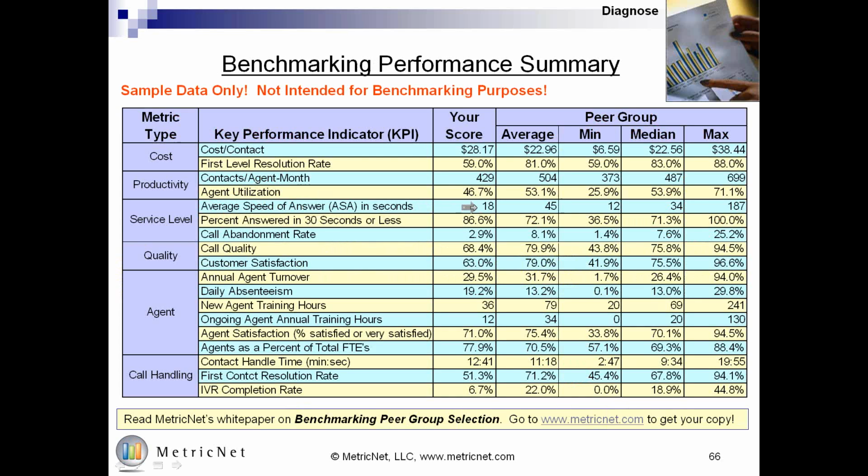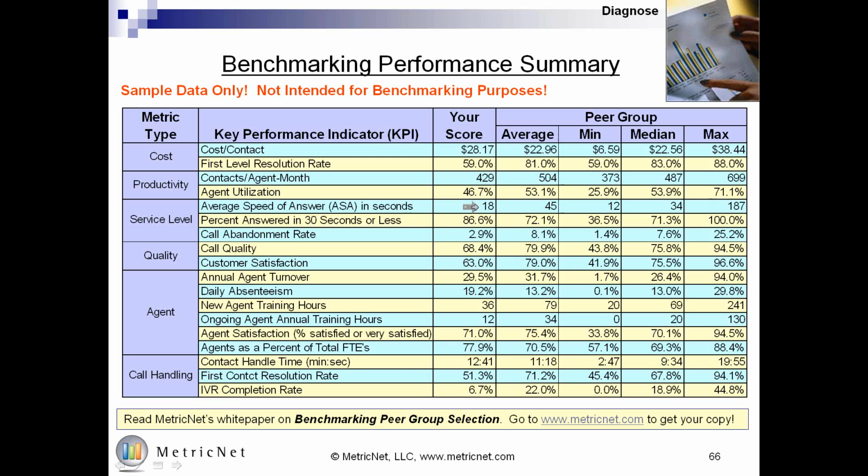Our speed of answer is 18 seconds. The peer group is at 45 seconds. And our call abandonment rate is at 2.9%. The peer group's at 8.1%. Now, when I asked the director of this service center why their ASA was 18 seconds and their call abandonment rate was 2.9%, the answer I got was the CIO told us to keep the ASA under 20 seconds and the abandonment rate under 3%.